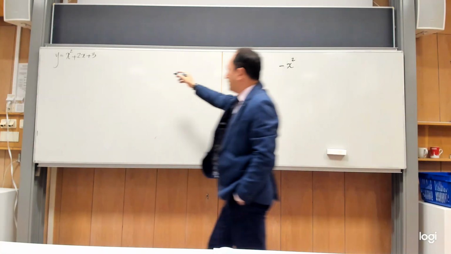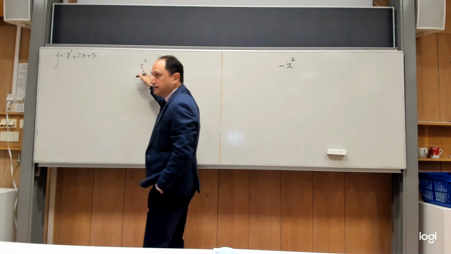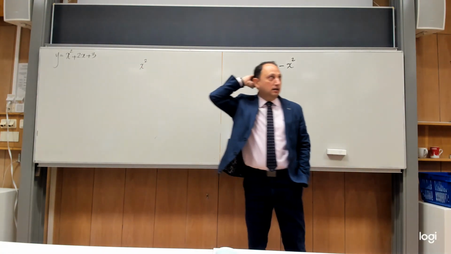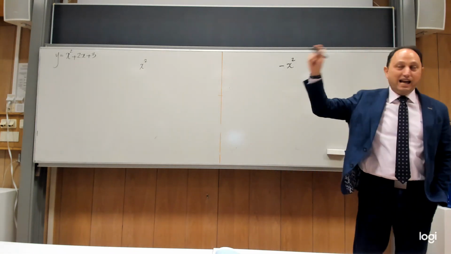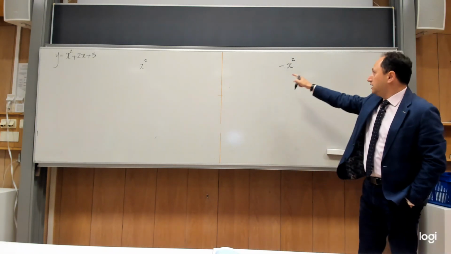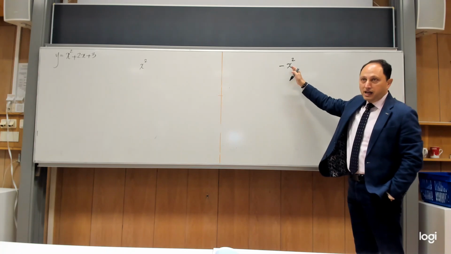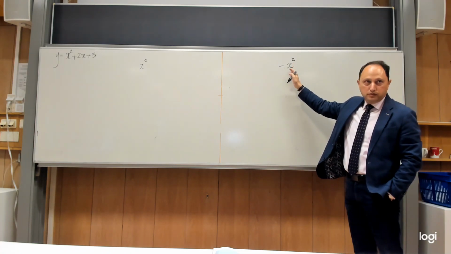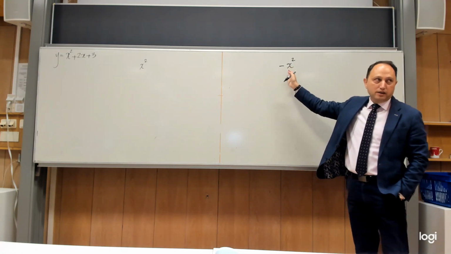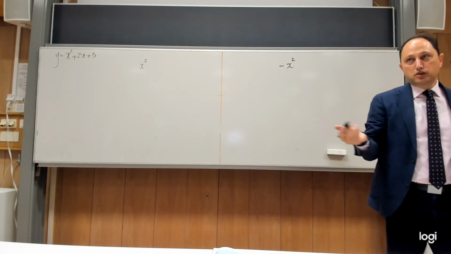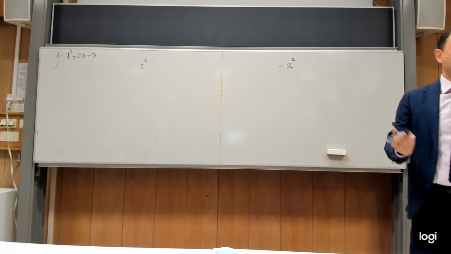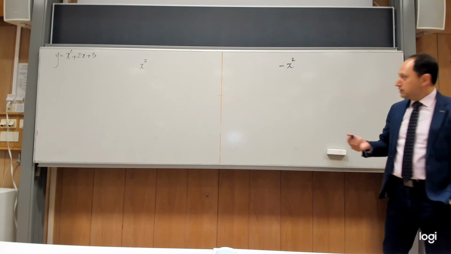Let me compare. Here, for x squared, we had a minimum. We didn't have a maximum. Here, we understood we do not have a minimum. But I'm asking you, do we have a maximum here? Yes, 0. The maximum is 0. Understandable. And when is it achieved? At x equals 0. Yes.